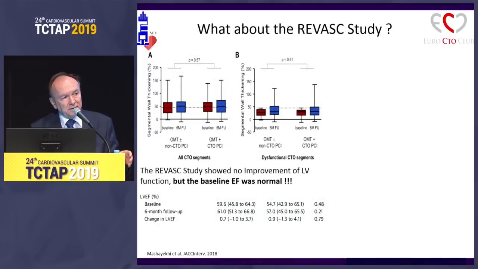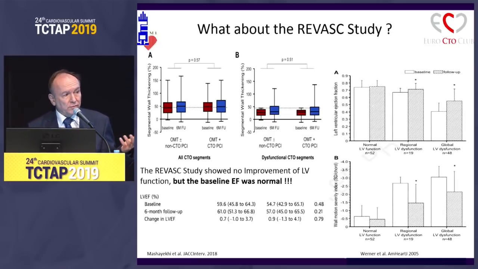Well, we recently got results of a randomized trial that showed no improvement of LV function by doing CTOs or just referring the patients to OMT. This REVASC study showed that there was actually, after 6 months, no benefit. However, the problem of such a trial is that the ejection fraction was 59%. That's normal. You cannot improve something that is normal.